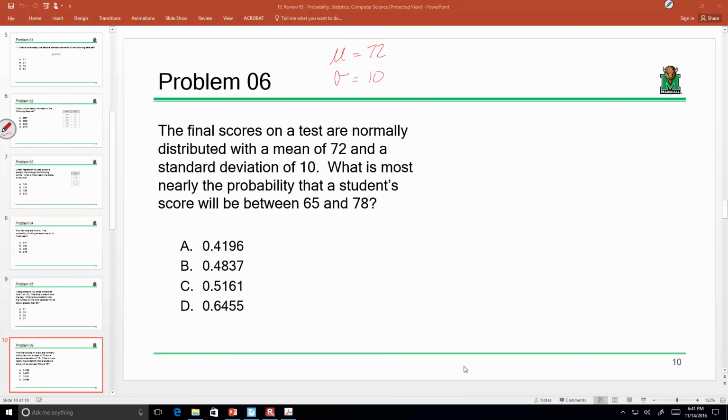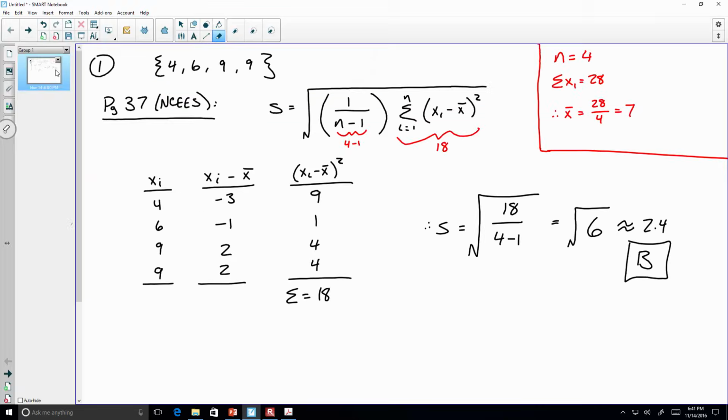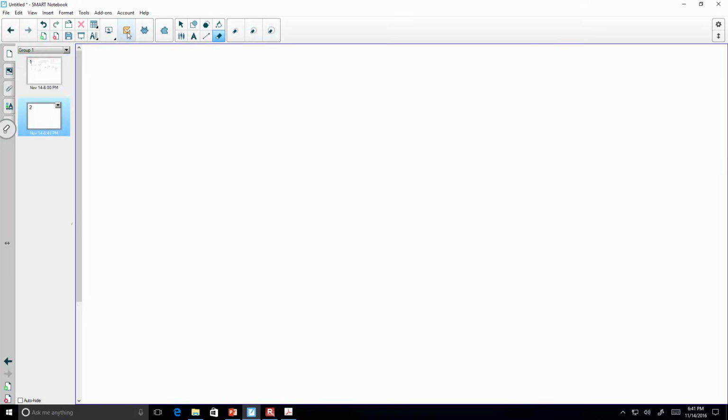Do you all remember when you actually, you know what? Let me do this on this sheet here because I'm going to need some more room. So, mean of 72, standard deviation of 10. So what's that? Problem 6. You're like, it better be problem 6. I'm not going to stay here any longer than we need to be.